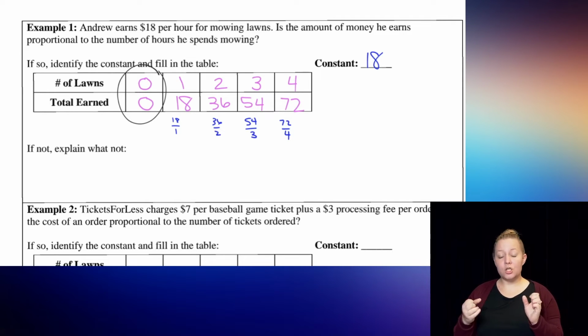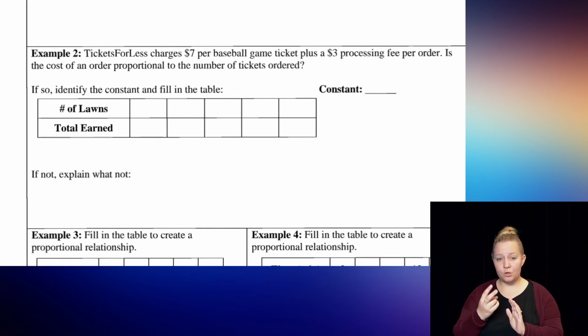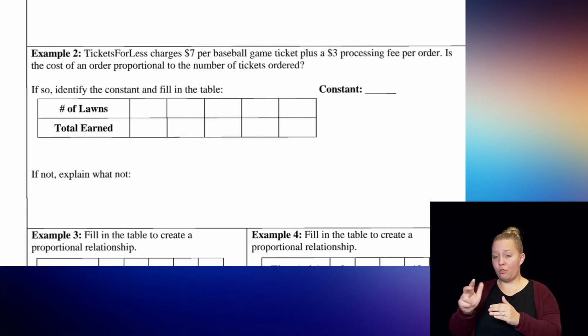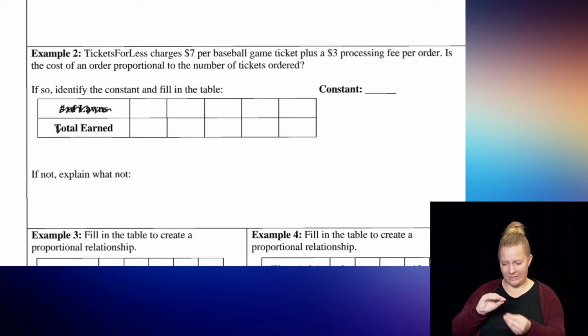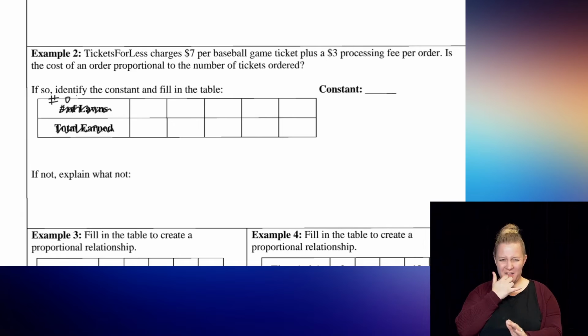All right, so keeping that in mind, I'm going to move down to example 2. So tickets for less, it charges $7 per baseball ticket plus a $3 processing fee per order. Okay. Then it says, is the cost of an order proportional to the number of tickets ordered? Okay, let's take a look. First off, my apologies. This is the incorrect labeling of our table, so go ahead and cross those off. The correct labeling should be number of tickets.